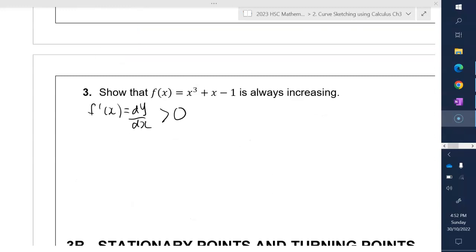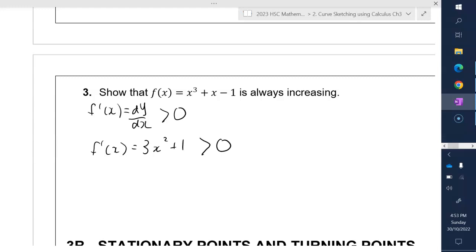Okay, so let's have a look at example number 3 now. What we are doing is showing that this function, x cubed plus x minus 1, is always increasing. If you have a look at what the notes at the top are saying, that's when our f dash of x, or dy dx, is always greater than or equal to 0. So we want to be able to show that. Let's just differentiate and see what we come up with. f dash of x is 3x squared plus 1, and we want to show that this is always greater than or equal to 0.